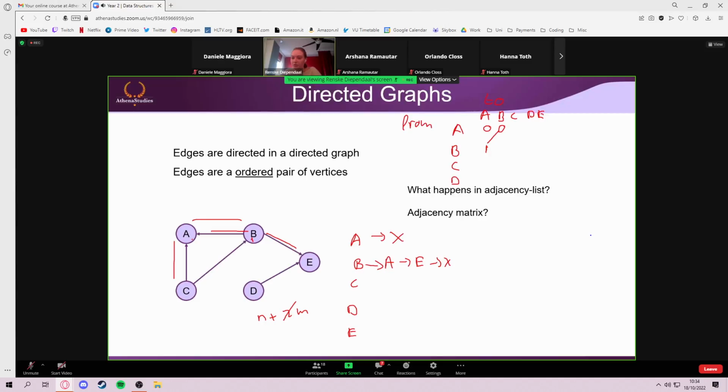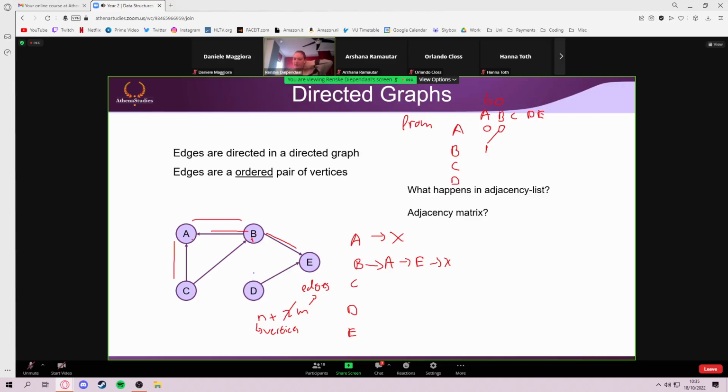Okay, sorry, questions in the chat. So it still doesn't matter whether you put the A or the E first. No, order still doesn't matter, as long as the direction is okay. And the N and the M, so the N is the number of vertices. And the M is the number of edges.